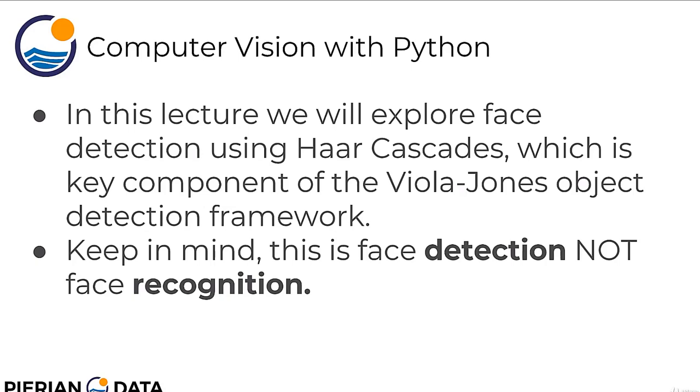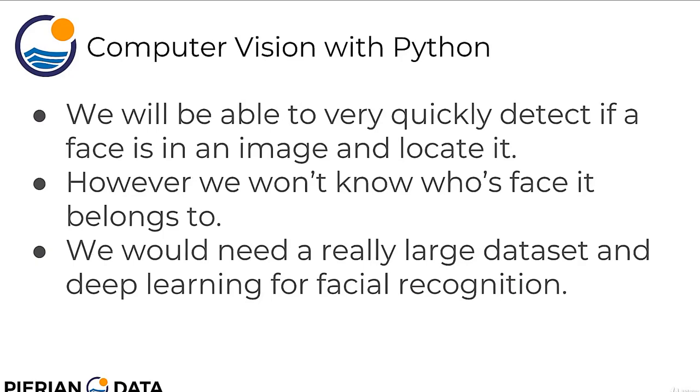Now keep in mind, what we're covering here is face detection, not face recognition. We're going to be able to very quickly detect if a face is in an image and actually locate it. However, we won't really know whose face it belongs to. We'll just be able to say, yes, that is a face. We would need a really large data set and deep learning for actual facial recognition, being able to not only detect a face, but then say it belongs to, for example, Jose. So right now, we're keeping things simple and just talking about face detection.